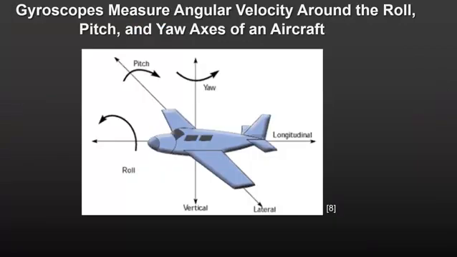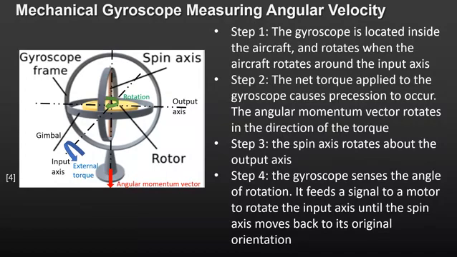A mechanical gyroscope can also be used to measure angular velocity in an aircraft. An aircraft rotates around one of its three orientation axes: roll, pitch, and yaw, as shown in the diagram. Each of these axes has its own gyroscope to measure angular velocity. The input axis of the gyroscope corresponds to either roll, pitch, or yaw. The gyroscope rotates when the aircraft rotates around the input axis.